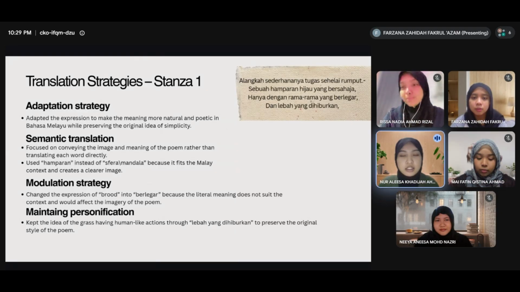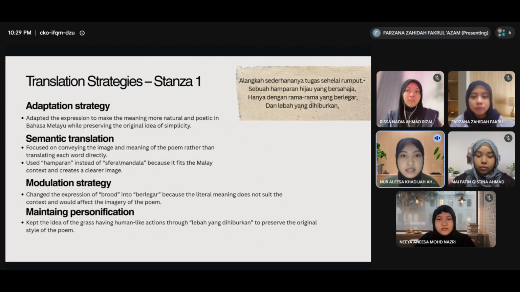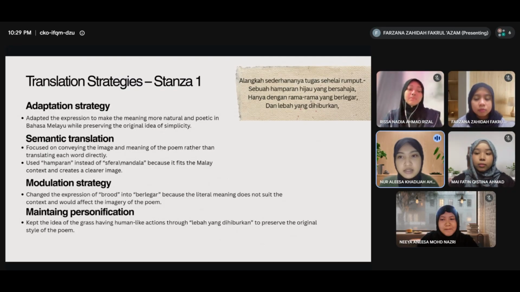Thank you, Nia. Now I will present my part of the translated version of stanza 1. The first stanza of the poem describes the grass as a symbol of simplicity and calmness in nature. It presents the grass as something that has a very simple and effortless existence, surrounded by natural elements like butterflies, bees, and sunlight. These natural elements are personified, meaning they are given human-like actions such as interacting and responding gently with the grass. Overall, the stanza highlights the beauty of nature through its simplicity, showing how the grass exists peacefully and harmoniously within its surroundings.